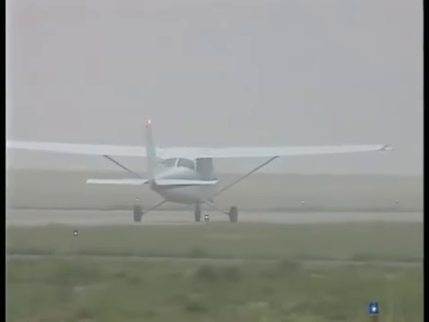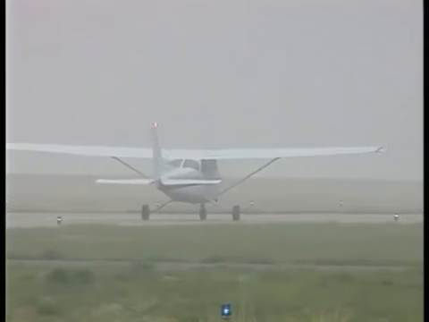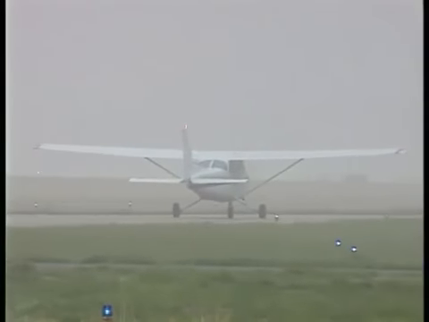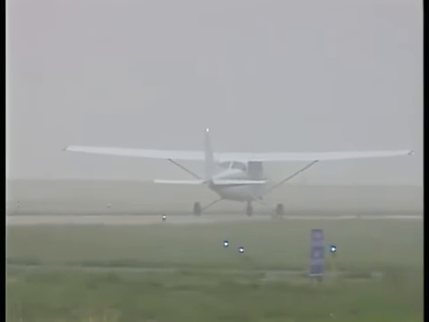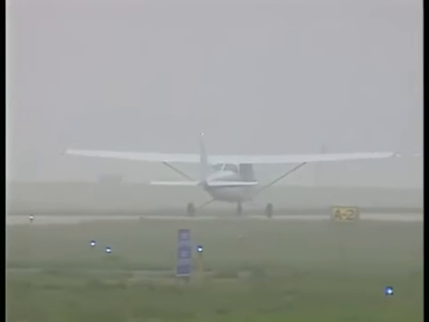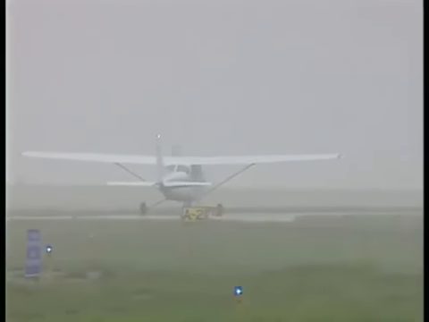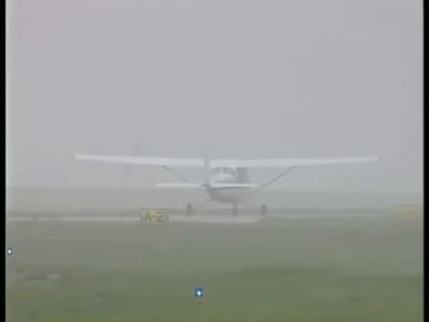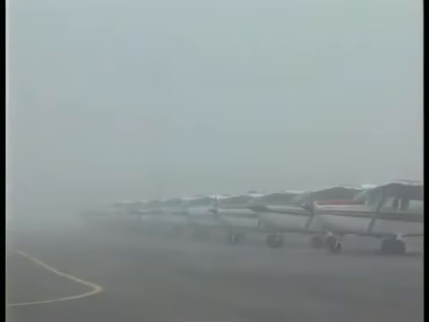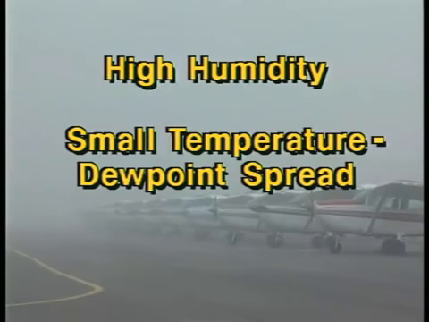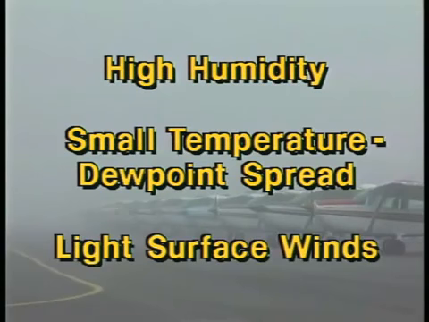Fog is one of the most persistent weather hazards and is frequently the cause of surface visibilities being less than 3 miles. It can form rapidly, changing from VFR to IFR conditions in just a few minutes. Anytime you have high humidity, a small temperature dew point spread, and light surface winds, you should anticipate fog and have an alternate course of action if it does occur.